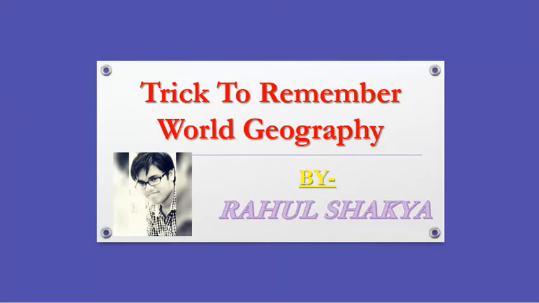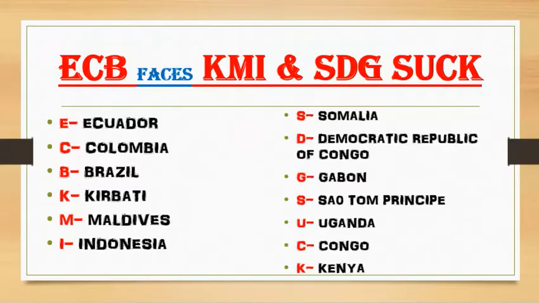So let's get started. Here the trick is ECB faces Kami and SDG suck. You must know that ECB is the England Cricket Board and it faces Kami. Kami is a Hindi word which means decline or decrease. So it faces Kami. Why does England face Kami?